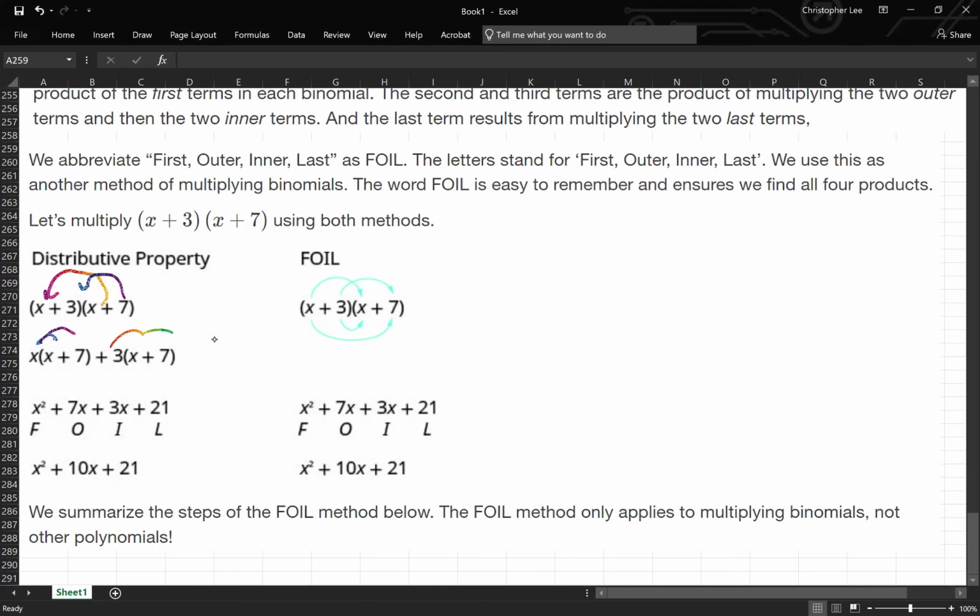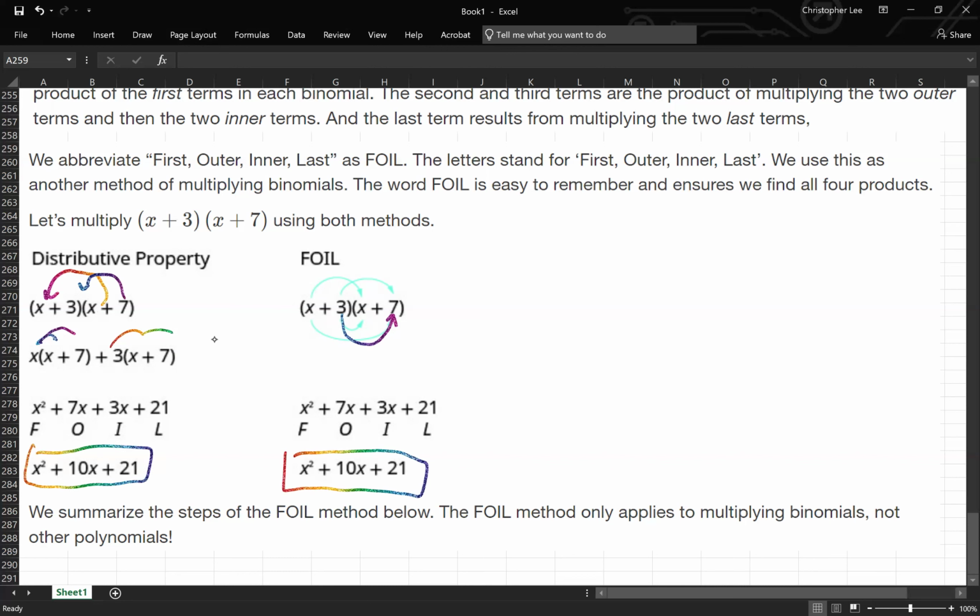Or we could use the FOIL method, first, outer, inner, last. So our first term is going to be x times x, that's the x squared, right? Our next term will be the x times the 7, which will give us the 7x. After that, we're going to have the inner terms, the 3 times x, that's going to give us a 3x. And lastly, we're going to have the 3 times the 7, which is going to give me the positive 21. Combining like terms, we come out with the same answer, x squared plus 10x plus 21.